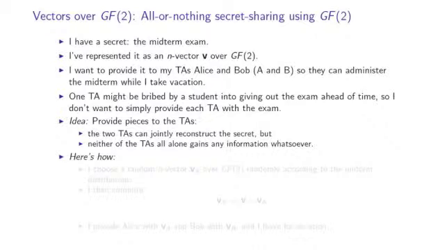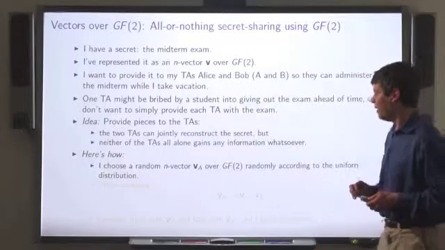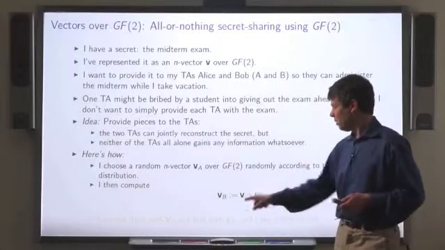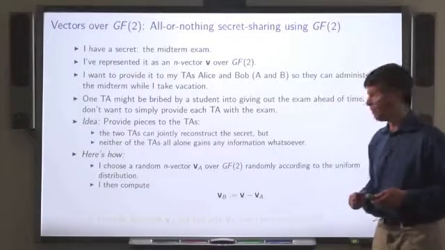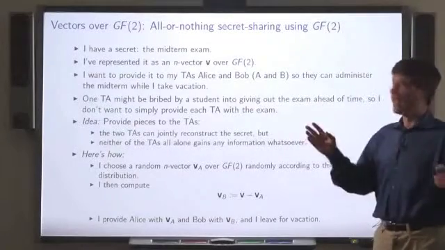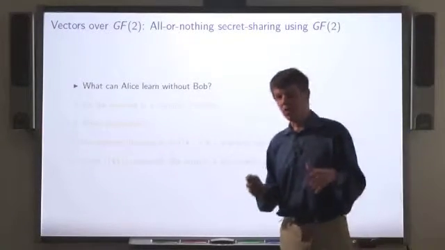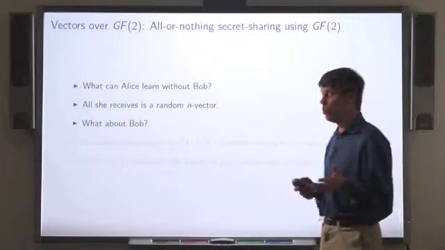So here's the solution. I start by choosing a random n-vector over GF2. Let's call it VA. I then compute VB by subtracting, which is the same as adding in GF2, subtracting VA from V. Now I provide VA to Alice, one of my TAs, and VB to Bob, the other TA. And I leave on vacation. What does Alice learn from her part? Well, all she receives is a random n-vector. What about Bob?